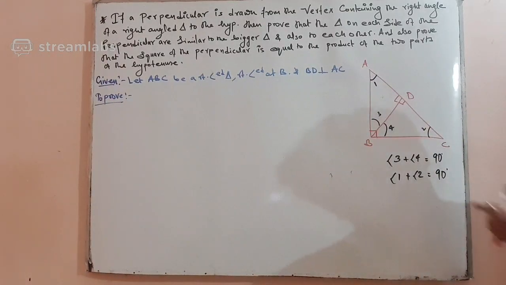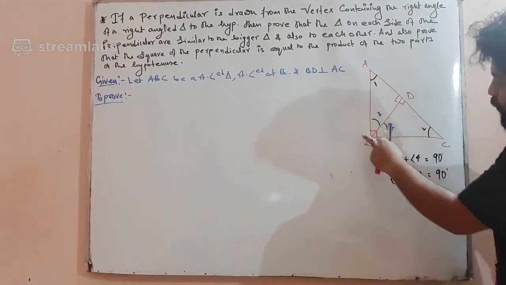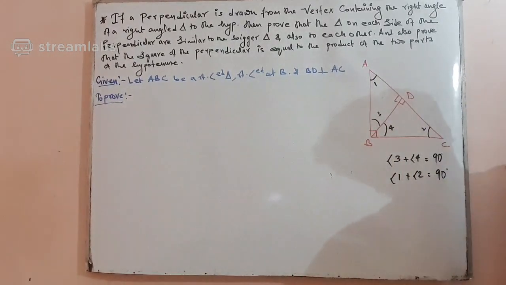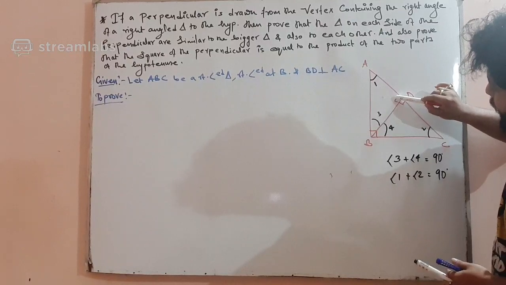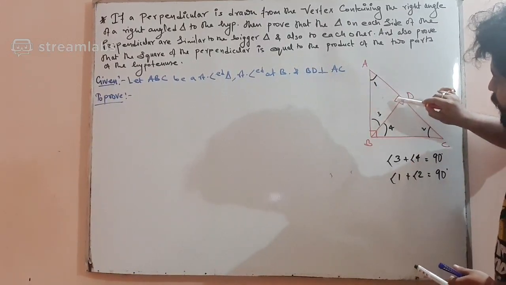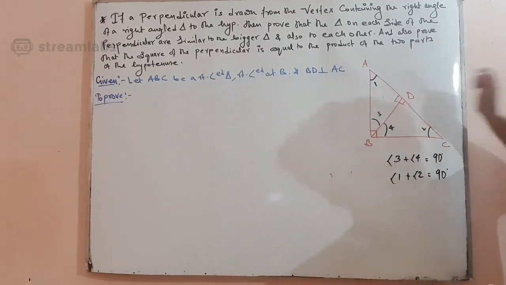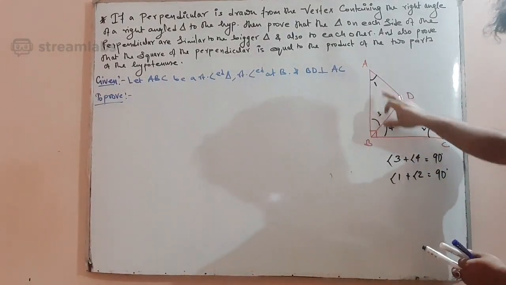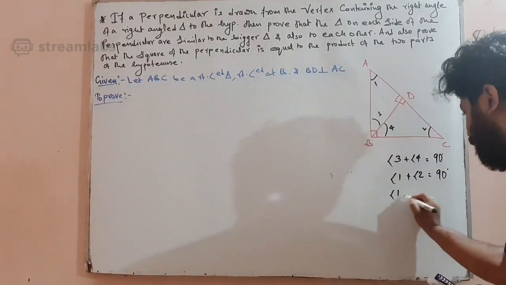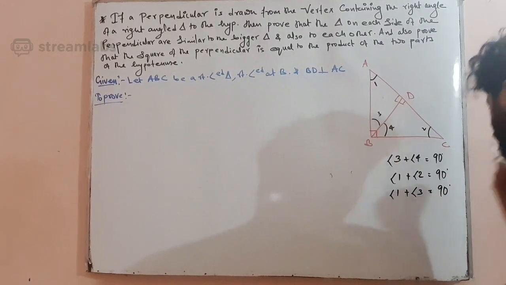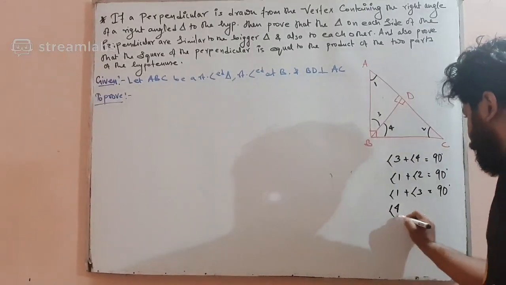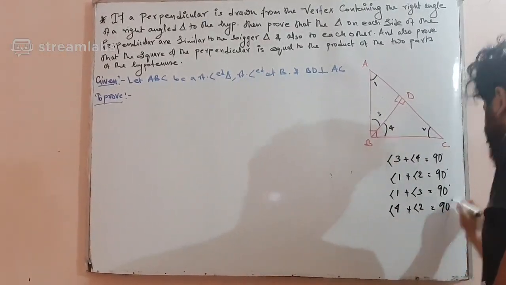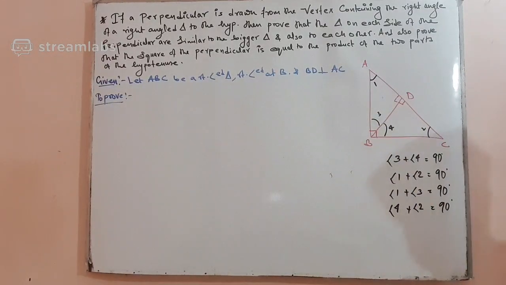Again, if you look at this smaller triangle BDA, in the smaller triangle BDA, in this place it is 90 degree. The angle BDA is 90 degree. So this angle 90 plus 3 plus 1, these three angles are also 180 degree. So angle 1 plus 3 is also 90 degree, because 180 minus 90 is 90. So angle 1 plus 3 also is 90 degree. Again, in this small triangle also similarly angle 4 plus 2 is also 90 degree.